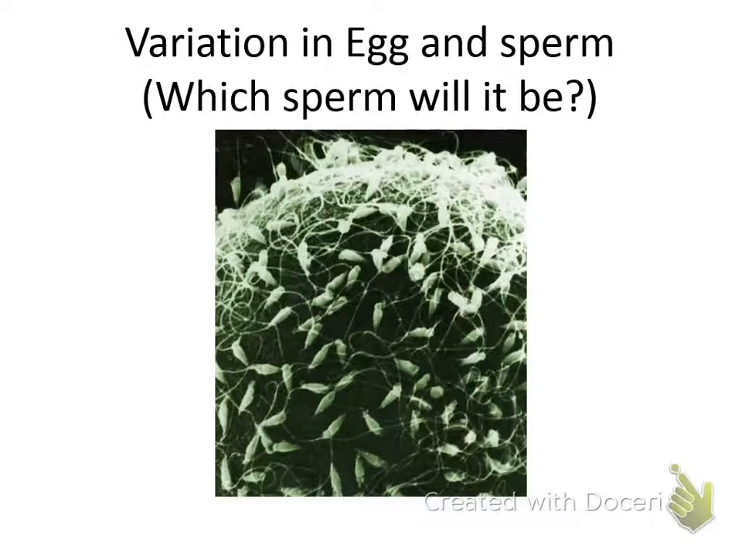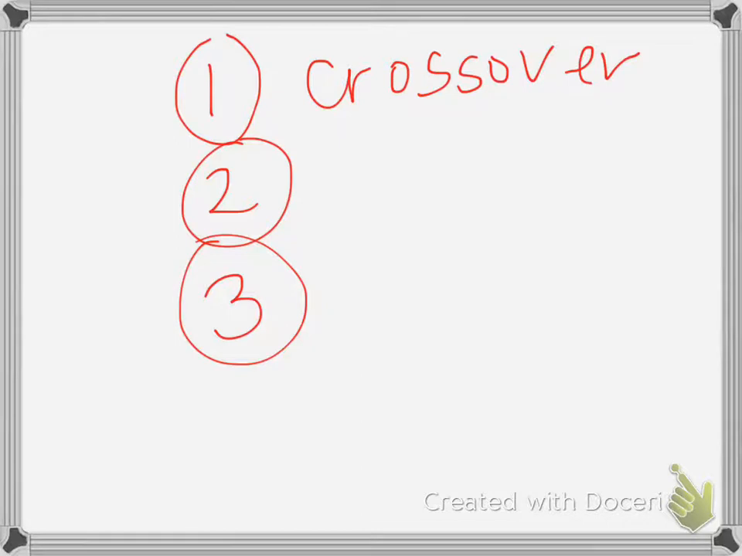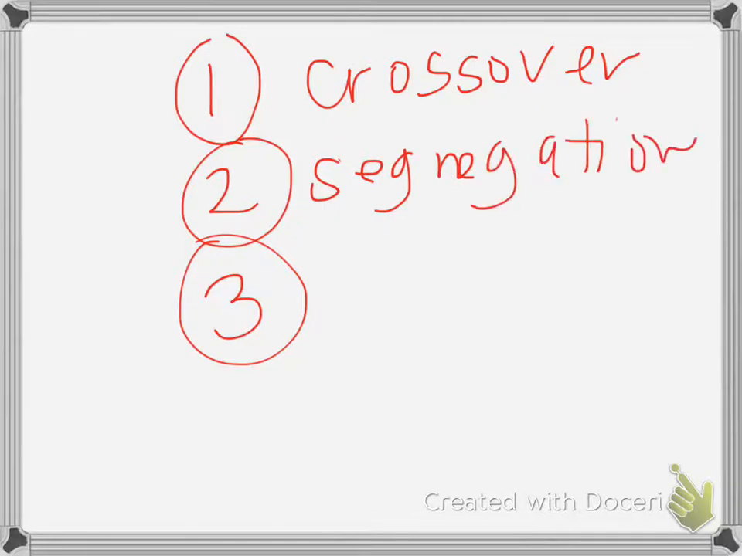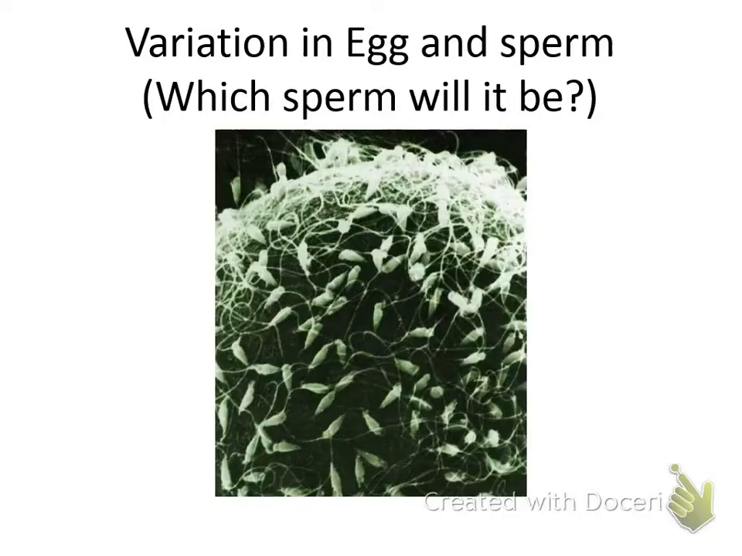Okay, so let's review these 3 things. Make sure you got it. 3 ways to increase variation through sexual reproduction. Without looking at your notes, see if you can list all 3 of them. They are crossover. Hopefully you got that one. Chromosomes segregate. And random fertilization. All right. Okay, so maybe you got that. Let's go back to our notes.